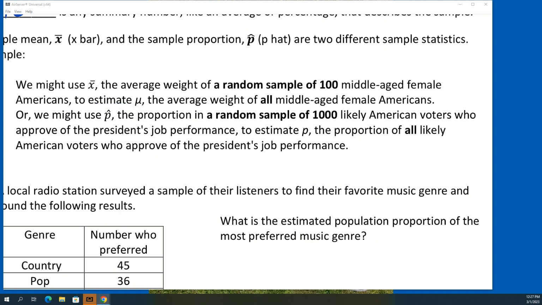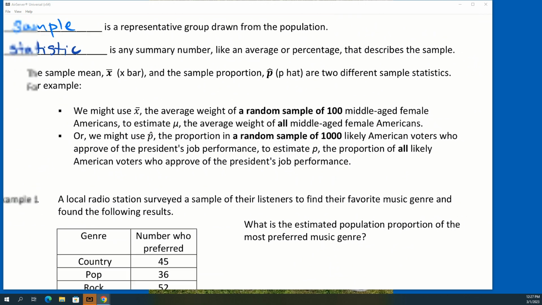Right. Same thing for the job performance with the voters. You can just take a random sample, figure out their proportion, and use it to estimate the proportion of the whole population. So that's what you do with statistics. You just use a little bit of the population to estimate for the whole.